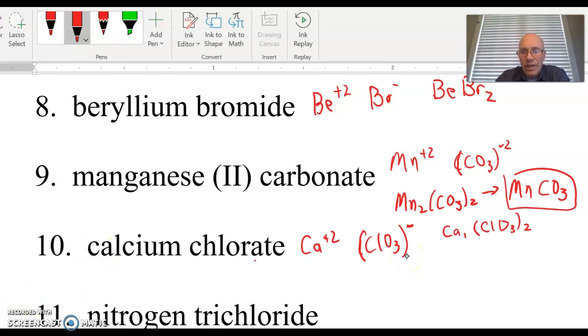You should recognize the second one as a polyatomic ion. So it's not Cl minus, it is ClO3, which has an overall negative charge. Crisscross those, and this is what comes out. You can drop the 1, but you need to have the parentheses here because there's 2 of them. We can't simplify a 1-to-2 ratio anymore, but we can drop the 1 from the formula.